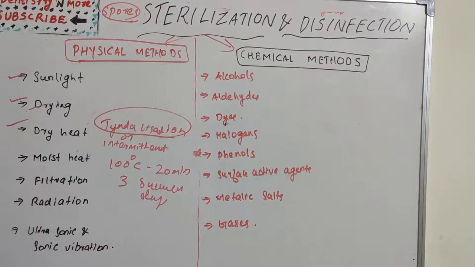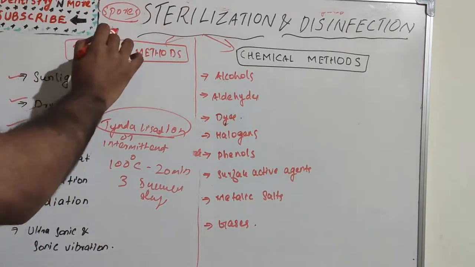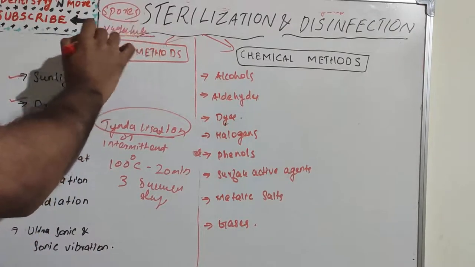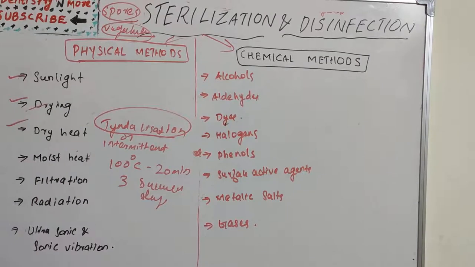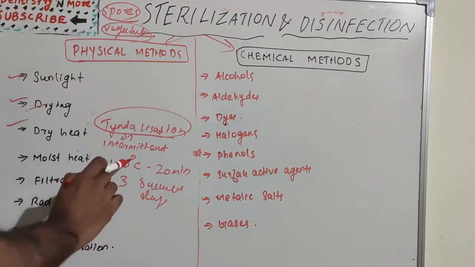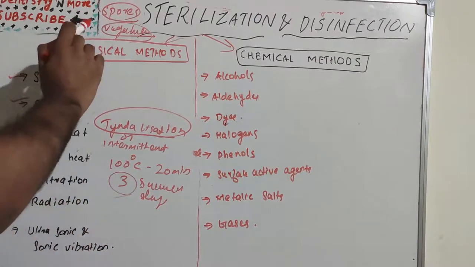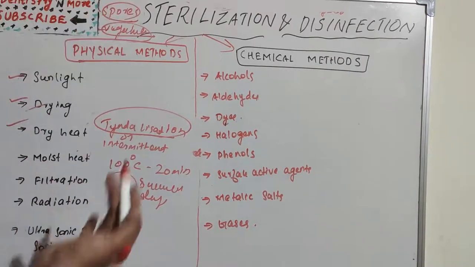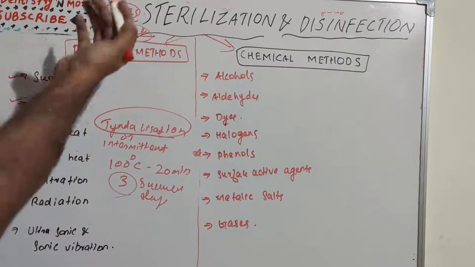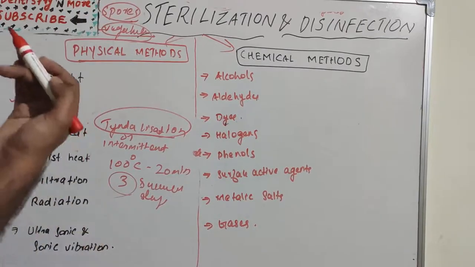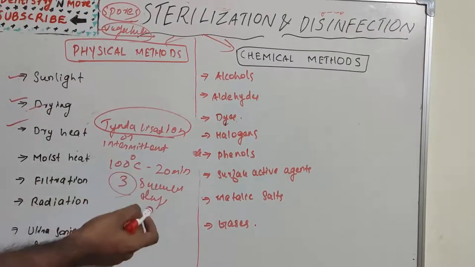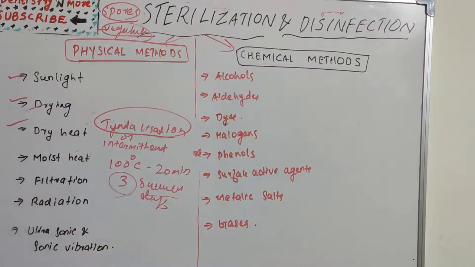First exposure will kill all vegetative bacteria, then subsequent exposure will kill the spores. Okay, so vegetative bacteria and spores are there. So our aim in sterilization is to kill the spores. So the first day will kill vegetative bacteria. They are easily destroyable, whereas the spores are difficult to be destroyed. So over the successive days will kill the spores. So that is moist heat.